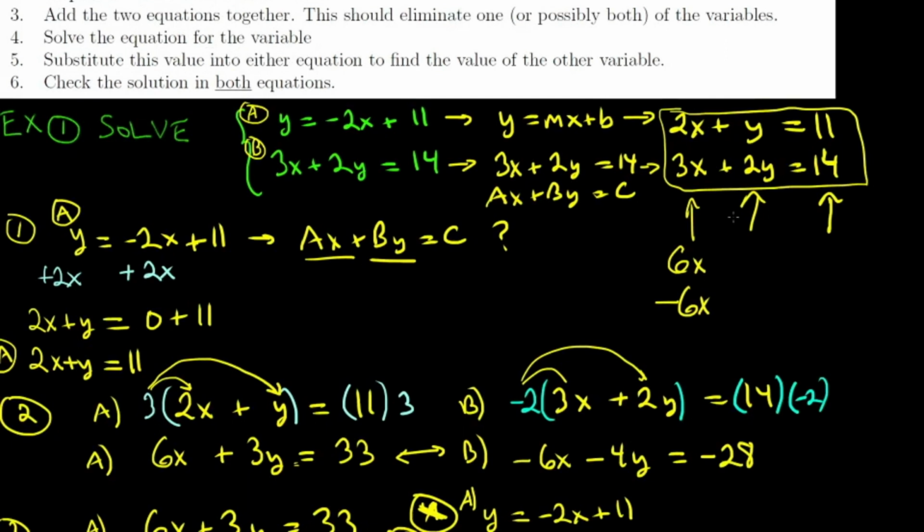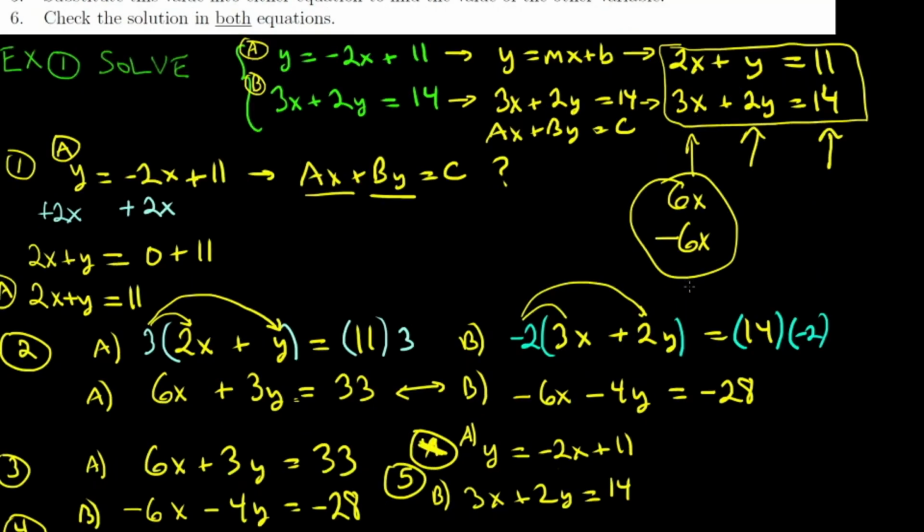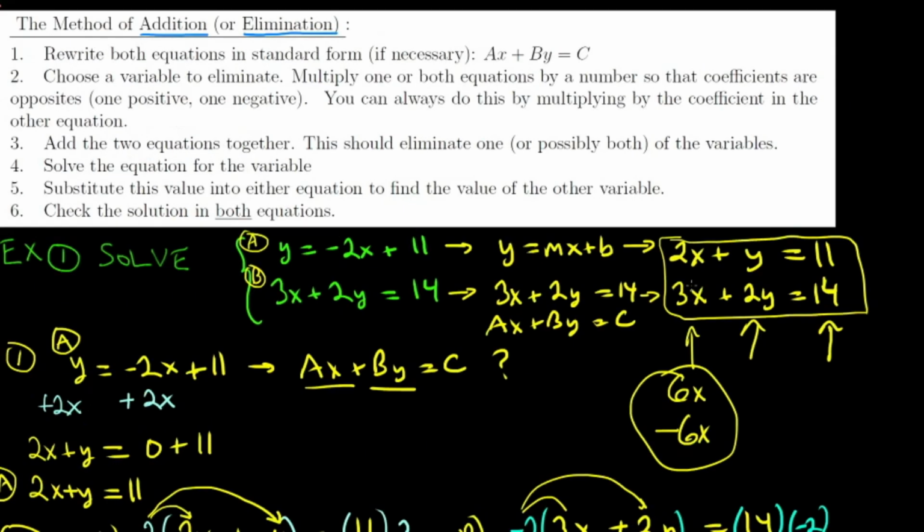For example, we eliminated x. We could have eliminated y. And I think I mentioned that it would probably be easier because in the second equation we have a positive 2y. All we needed to do was make this a negative 2 to cancel the positive 2. So you could have done it that way too. All right, so let's look at another example now.